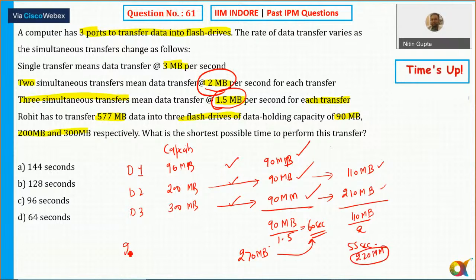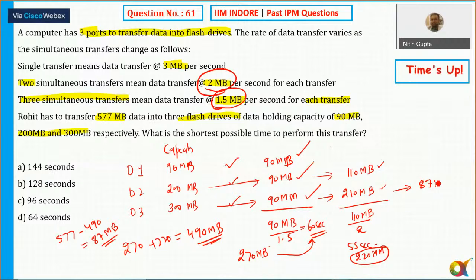So till now, we have transferred 270 plus 220, which comes out to be 490 MB. So 490 MB of data has been transferred so far, and how much is left? That is 577 minus 490, which is 87 MB. This 87 MB can be transferred only in drive 3.